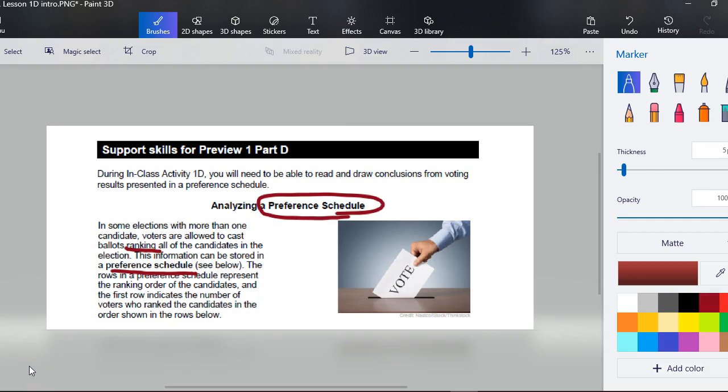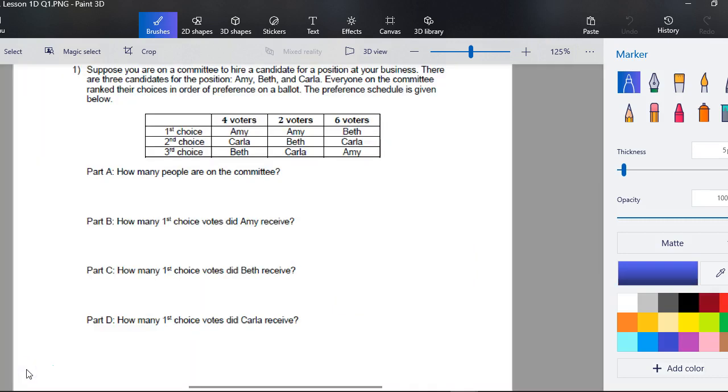The rows in a preference schedule represent the ranking order of the candidates. And the first row indicates the number of voters who ranked the candidates in the order shown in the rows below. Do hit pause and complete question 1 by yourself, and then come back to view the video.